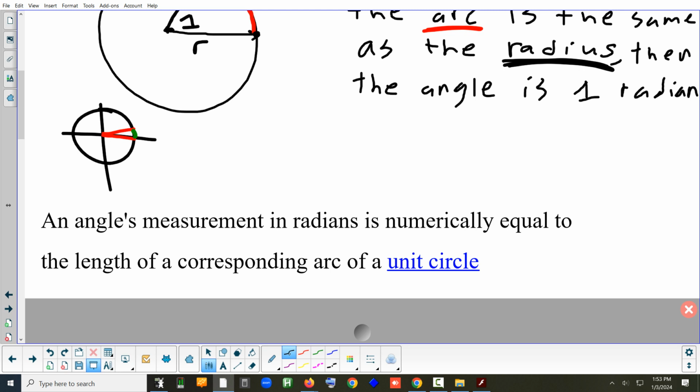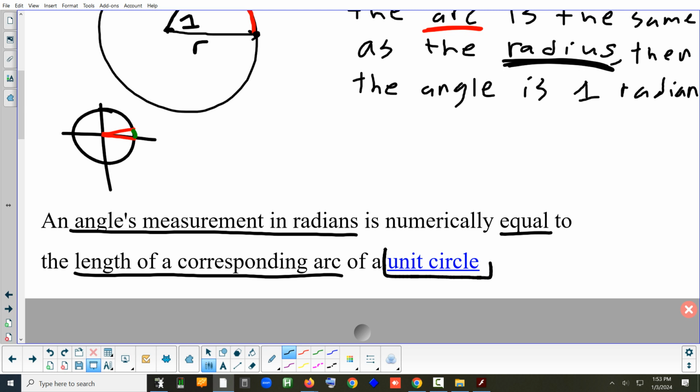And there's a few key phrases here. If you measure an angle in radians, it comes out the same as something else on the circle. It comes out the same as the length of the arc. But that only happens on a special circle called a unit circle. So first I'll explain what a unit circle is, and then I'll see if we can explain the rest of that statement.